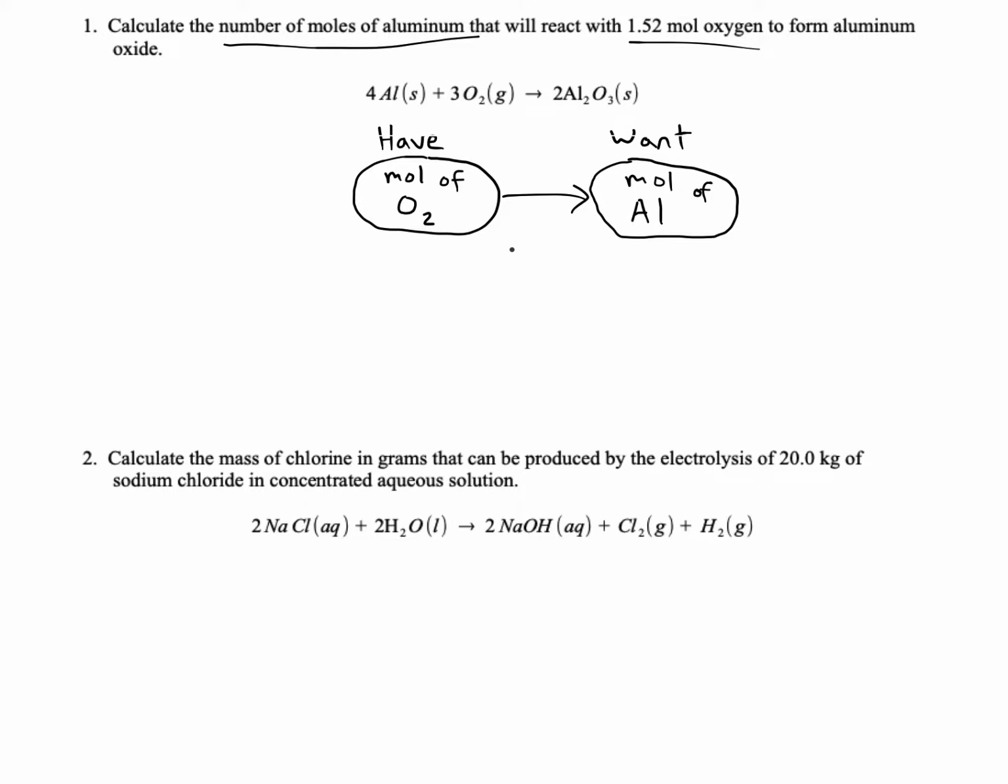So for this type of problem, the vehicle that gets us from moles of one compound to moles of the other compound is we use the balanced equation of the components of the reaction. So it tells us here that 4 moles of aluminum combines with 3 moles of oxygen. We could even write that in words. 4 moles of aluminum combines with 3 moles of oxygen to make 2 moles of the product, Al2O3.